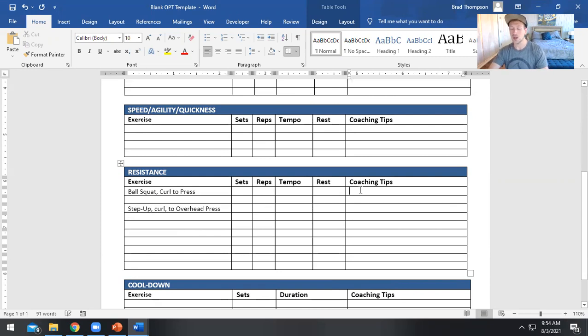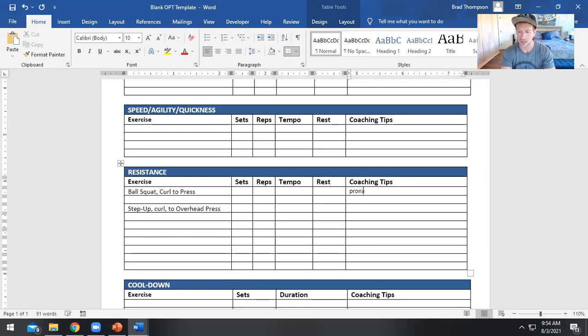In my coaching tips on the ball squat, I would probably say we're going to do a supinated bicep curl and a pronated shoulder press. And then maybe on my step up, it becomes a neutral curl, so it becomes like a hammer curl to hammer press. So now I've got 2 different grips. They're ever so slightly different biceps and ever so slightly different shoulder exercises.